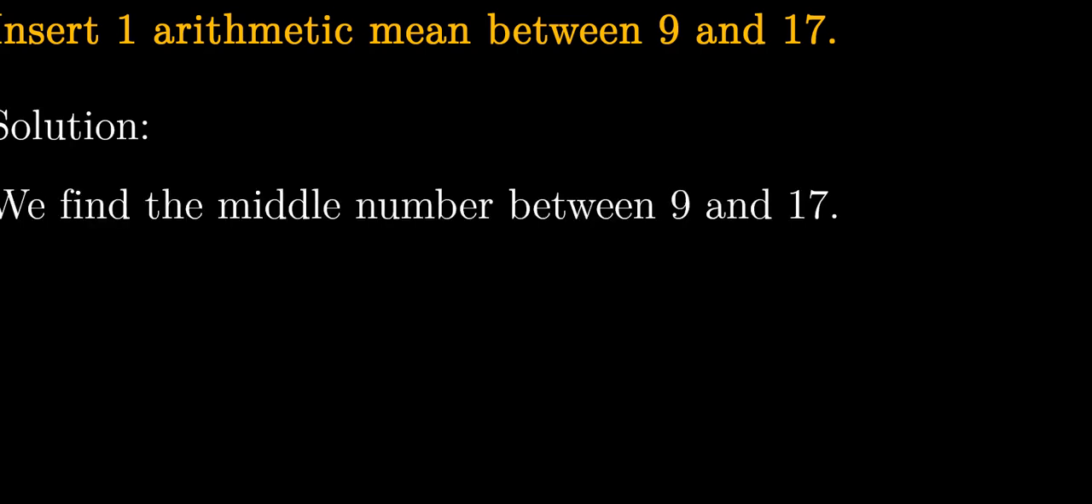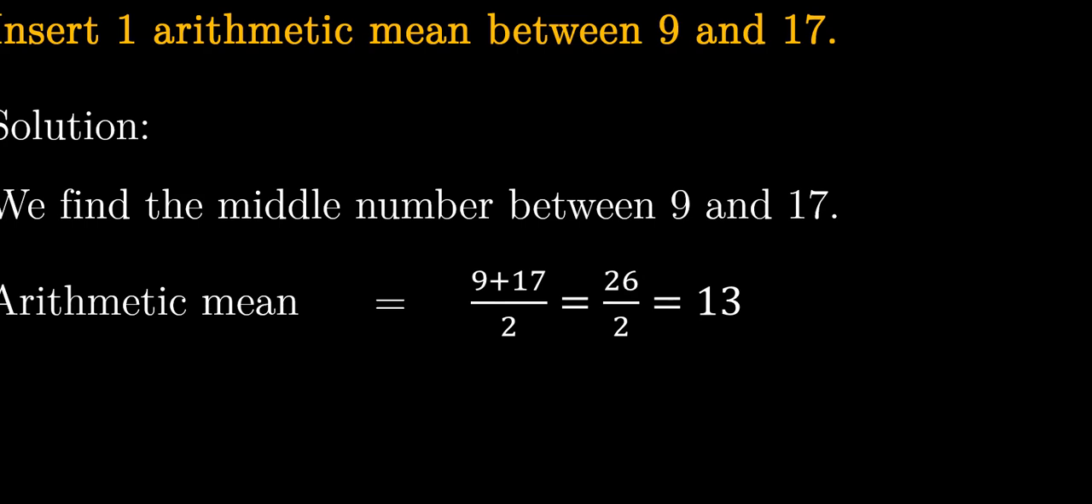So let us try to insert one arithmetic mean between 9 and 17. Since we are trying to insert one arithmetic mean, it's just like we are looking for a number that is midway between 9 and 17. So we find the middle number between 9 and 17. It's like an average. If you know how to compute an average, just add the two values and divide by 2. So 9 plus 17 is 26, divided by 2. The midway number between 9 and 17 is 13.